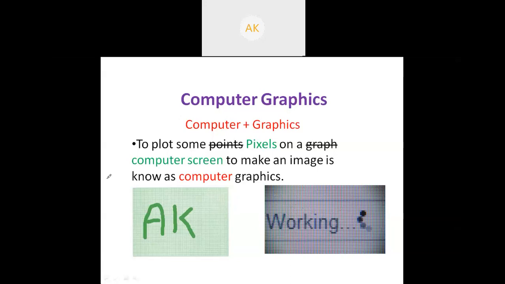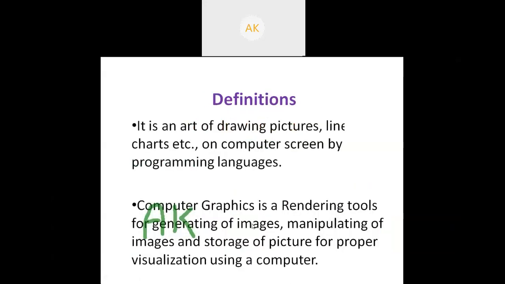There are several definitions. Computer graphics is an art of drawing pictures. In computer graphics, we draw pictures, lines, or charts, etc. on a computer screen by using a programming language. This is very important. We plot pictures, points, lines, or graphs, everything, using a particular language. We use a computer language to plot these images on the computer screen. We call it computer graphics.